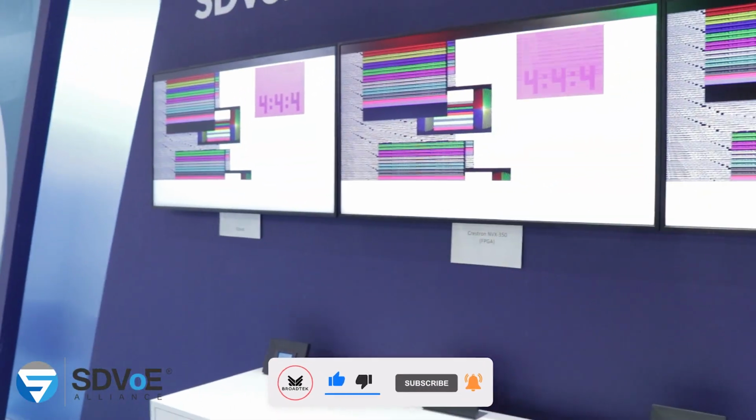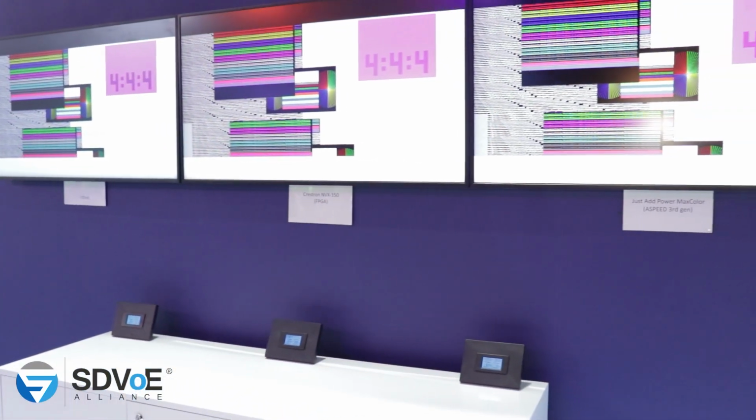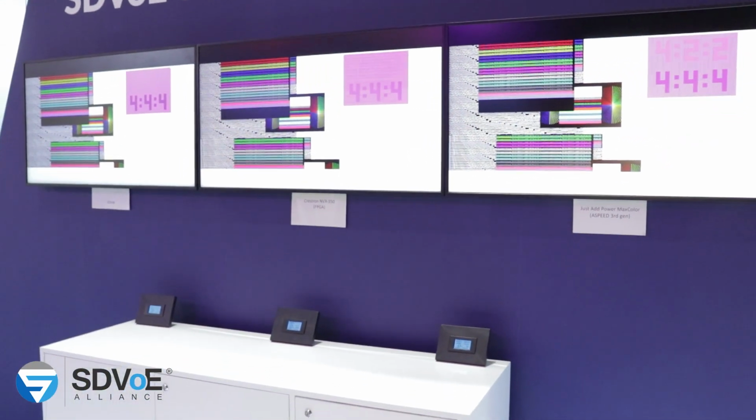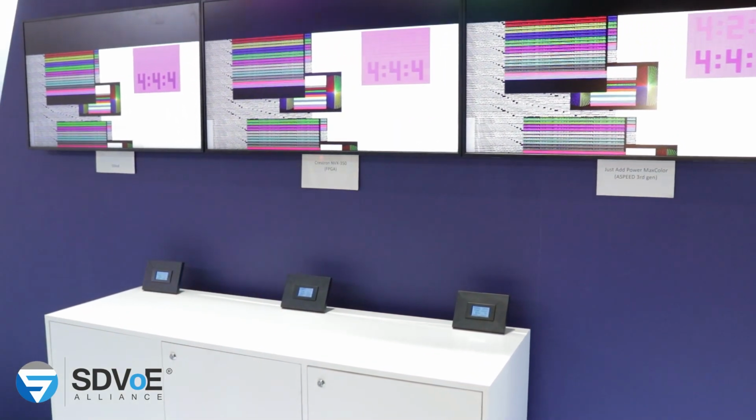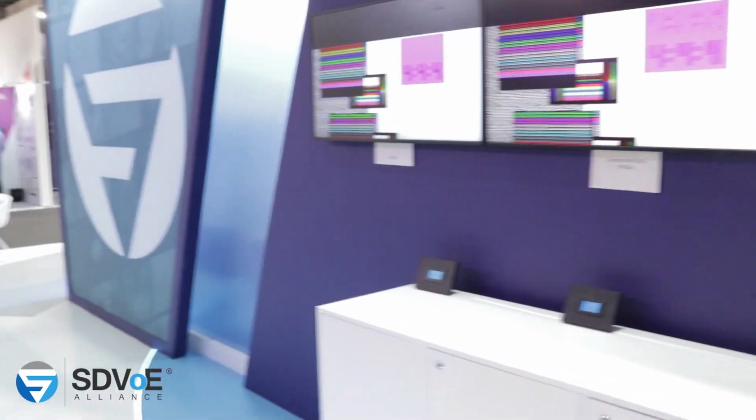And why 10 gig? Well, you have a good example behind me to illustrate the fact that in some installations you will need high quality and low latency. So this is what we're showing. We're showing three popular solutions. One is SDVoE, the other is Crestron NVX, the other is Just Add Power using the ASpeed chipset. And what you can see there is, with this difficult pattern to compress, you have lots of artifacts coming from the 1G solution. So this is why SDVoE focuses on 10G technology, and this is what we are promoting. Of course, you've got more bandwidth with that 10G.